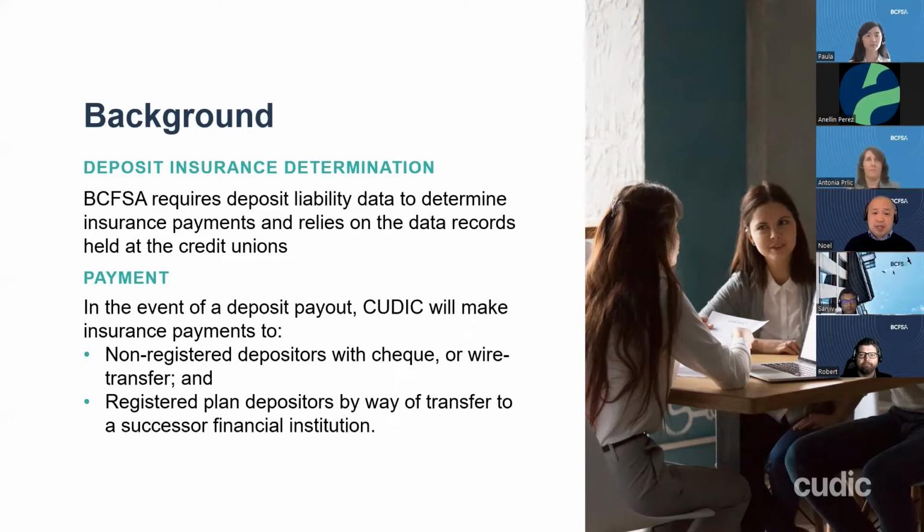Within the payout process, deposit liability data is required to determine insurance payments. The data will be used to determine a deposit payout amount, which will be paid to credit union members through check or wire transfer. Registered plans, such as RRSP, RESP, RDSP, and TFSAs, will be transferred to a successor financial institution.